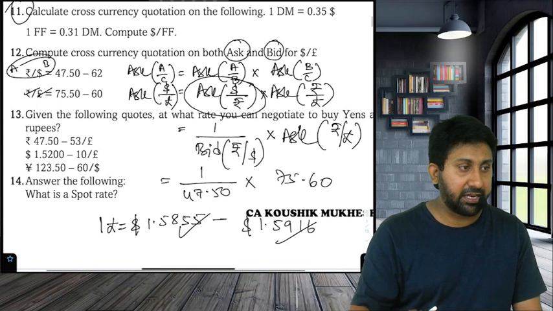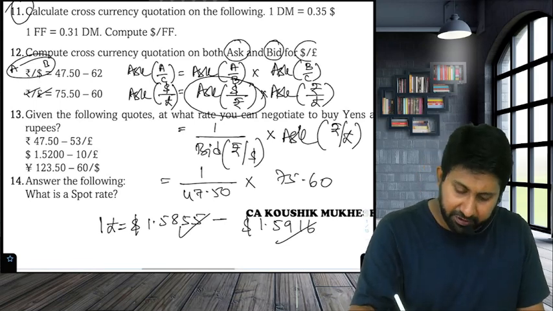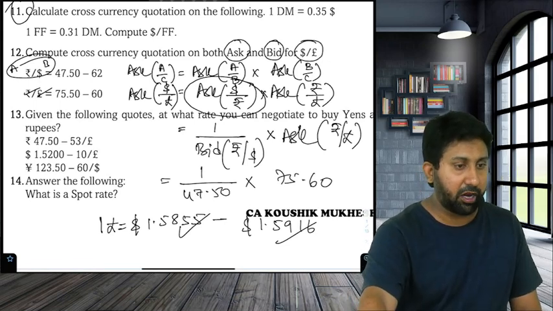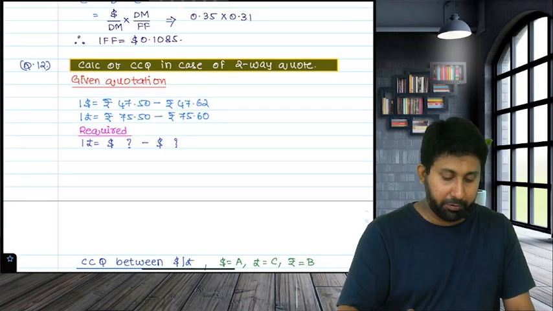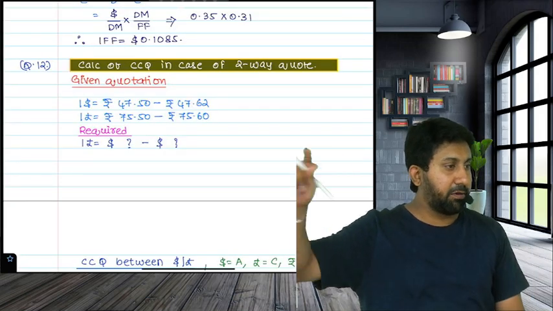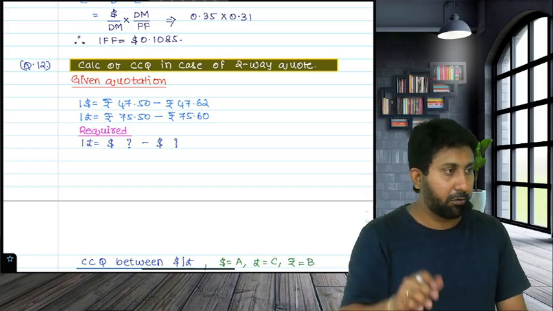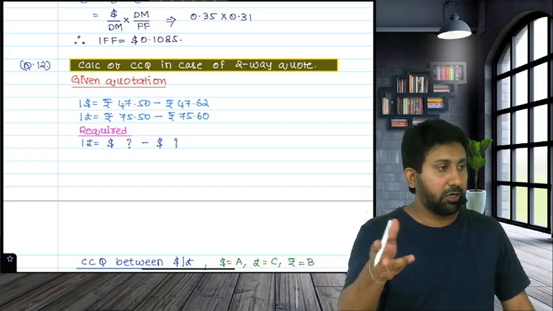Cross currency between dollar by pound. So please copy down. By mistake here I have written $1 equal to pound. Sorry, it should be 1 pound equal to how much dollars bid and how much dollars ask.